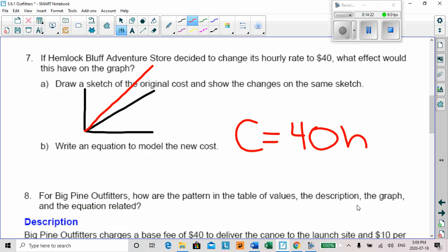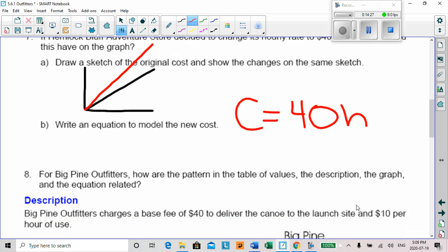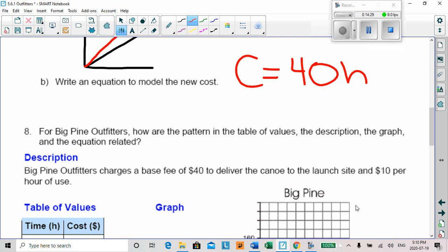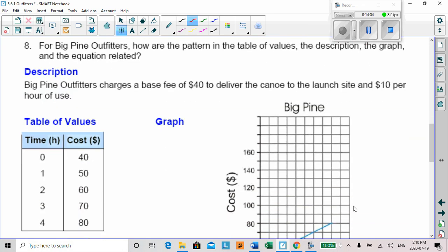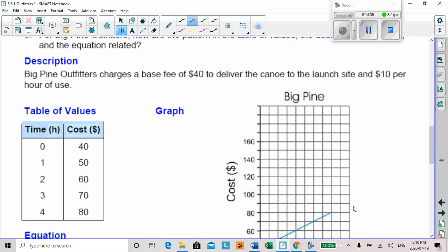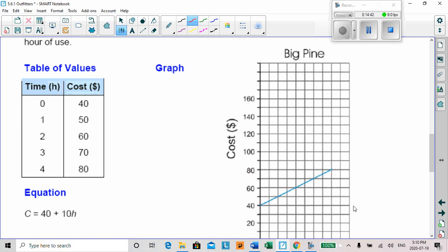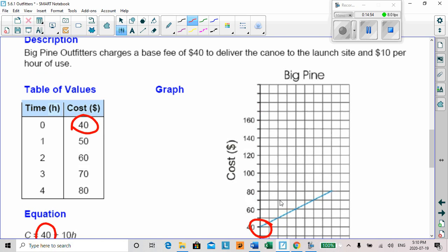For Big Pine Outfitters, how are the pattern and the table of values, the description, and the equation related? So here we have it all together. Big Pine Outfitters charges a base fee of $40, and we're going back to the original, and it's $10 per hour of use. So we have the table of values, there's the equation, and here's the graph. So that's how everything is related. You can see the initial value there is 40. It has it right there. And it says that the base fee is 40.